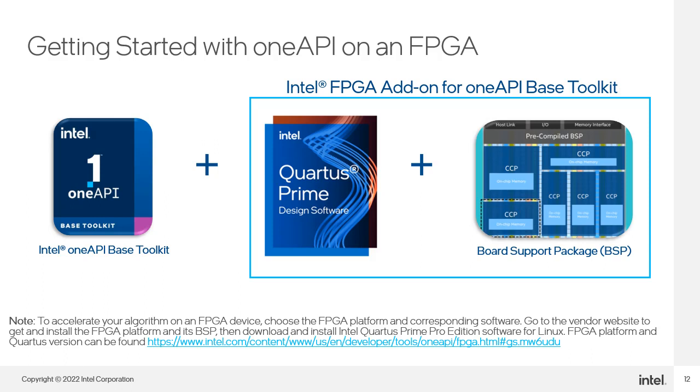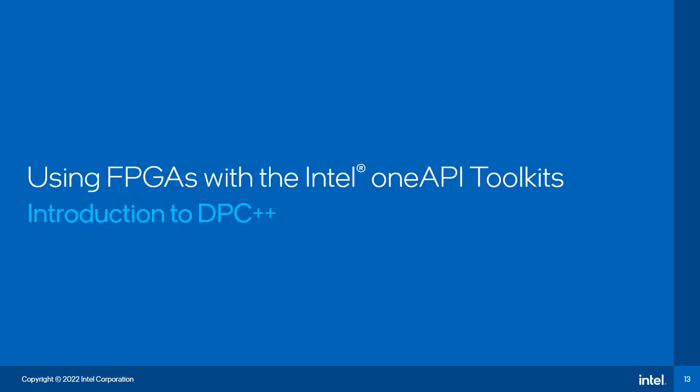For you to begin using the Intel oneAPI product with FPGAs, you will require the Intel oneAPI base toolkit and the Intel FPGA add-on for oneAPI base toolkit, which is now a separate download, the Intel Quartus Prime design software, and the board support package, BSP, for the FPGA board or platform you are targeting as an accelerator. We will learn more about this in subsequent sections. Now that we have been introduced to oneAPI, we will take on the next session where we will look at DPC++, the language that enables oneAPI, and get familiar with the fundamentals of programming in this language.